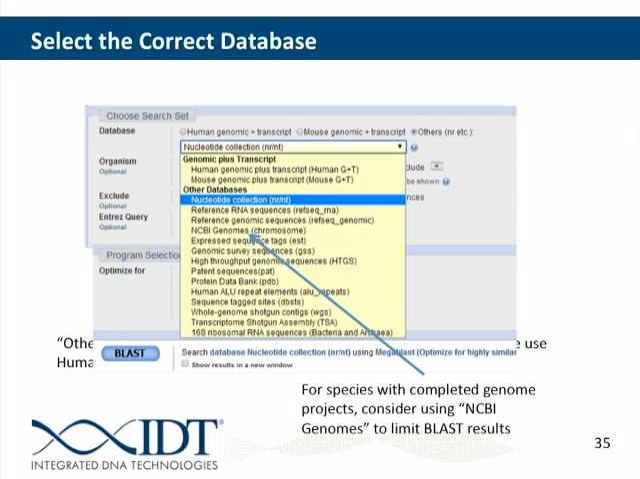So if you know your species has a completed genome project, you can consider using this NCBI genomes option to limit the BLAST results as well. So any categories here that you can select will limit your overall output and give you an easier amount of data to look through.